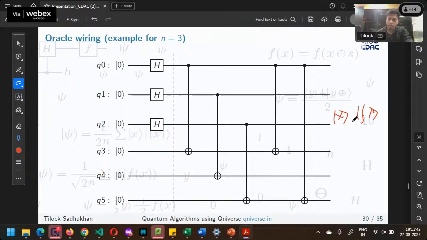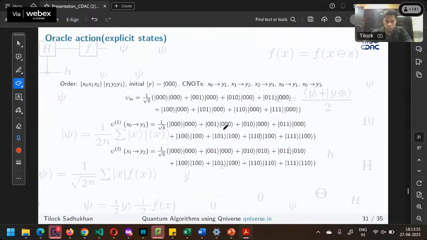But it's not mandatory that we have to follow this way only. There are other oracles, other combinations of the CNOT gates, that we can implement to get the same kind of result. So I have tried to show the mathematical side of it.